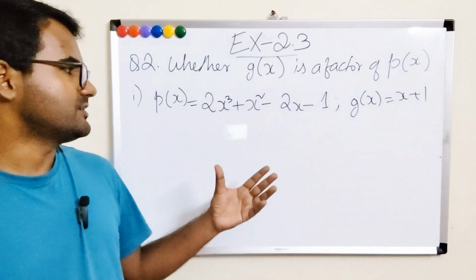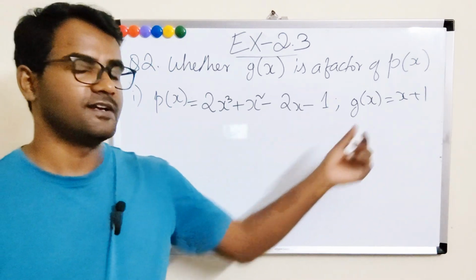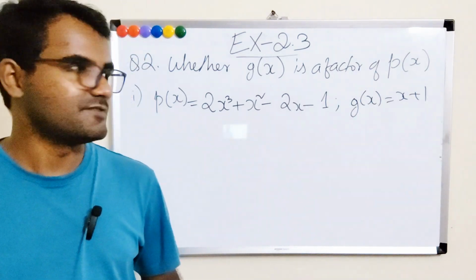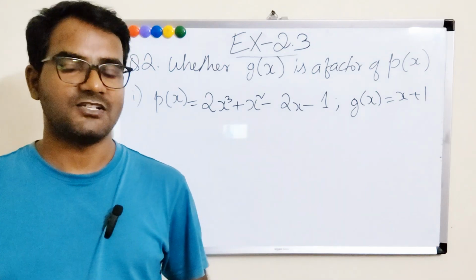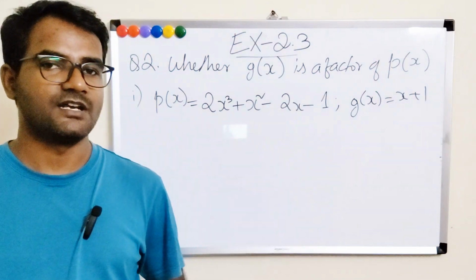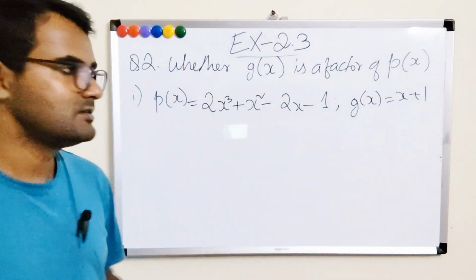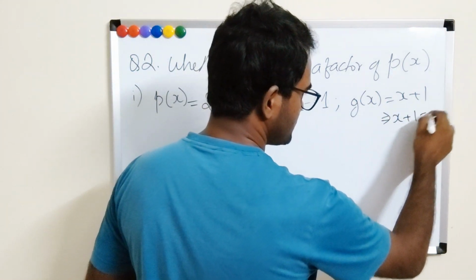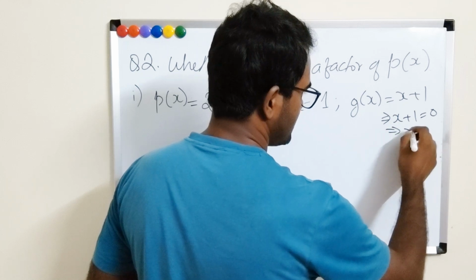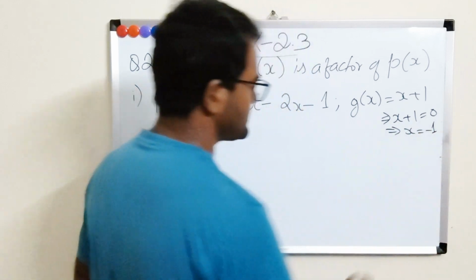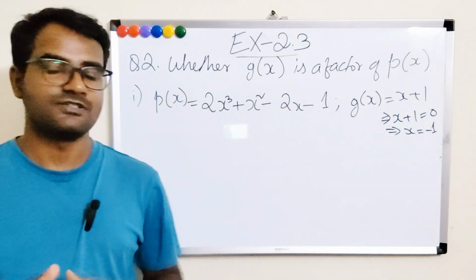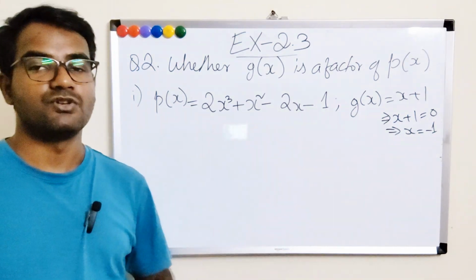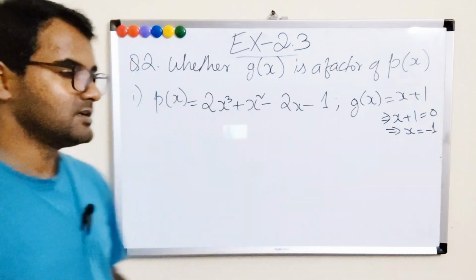All right, so here we are given this polynomial and we are given g of x to be x plus 1. So as we have done previously, we are going to put this x plus 1 is equal to 0 and we are going to find out the value of x. So let's see. Here we are going to write it as x plus 1 equals 0. Then of course x will equal minus 1, right? So now since x equals minus 1, in the places of x everywhere you're going to put minus 1. All right, so let's solve.